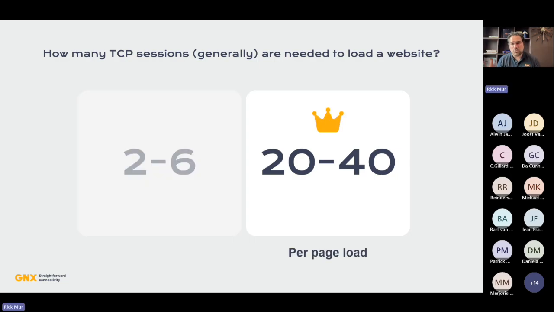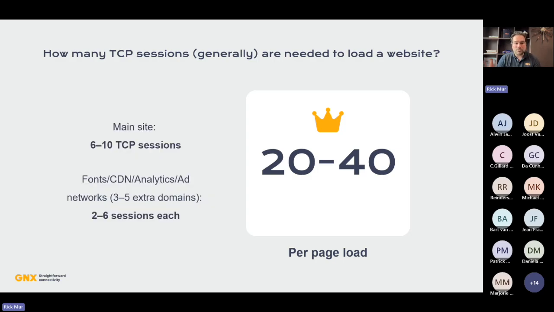The answer is between 20 and 40, which is, I think, crazy to think about, just to load quite a simple website. But websites are not simple anymore. There's a lot going on. So just downloading the main HTML and style sheets and some illustrations, that's not the problem. The problem is everything around it.